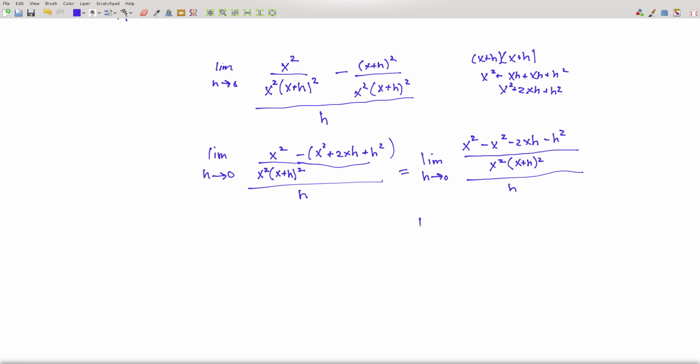So this is the limit as h goes to 0. You see this x squared and that negative x squared? Yeah, I do. So these guys are going to cancel, and we're going to get negative 2xh minus h squared over x squared times the quantity x plus h squared, and all of this is over h.